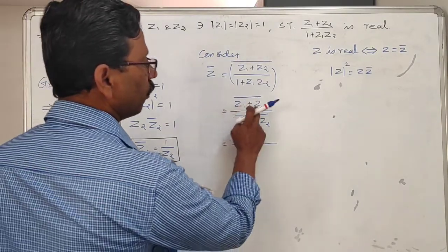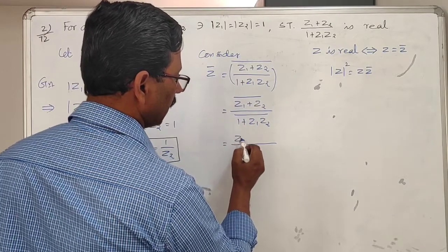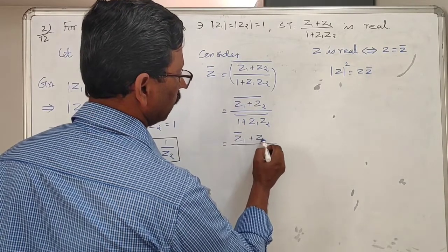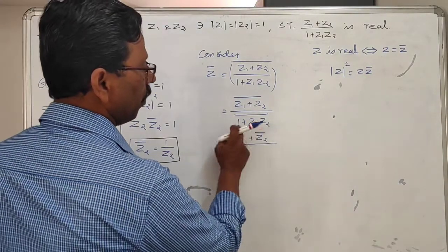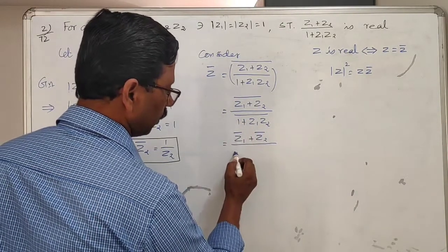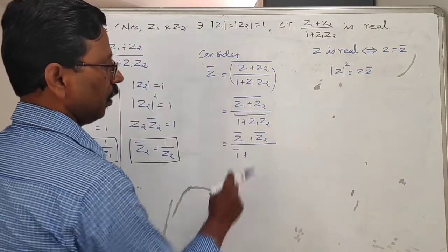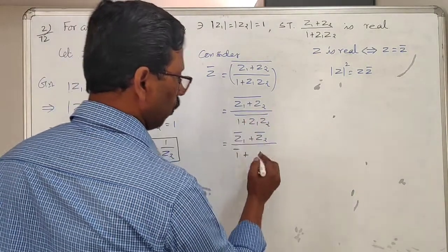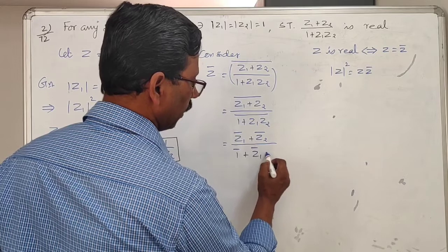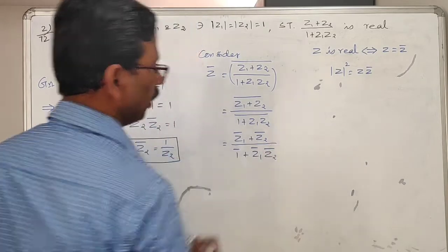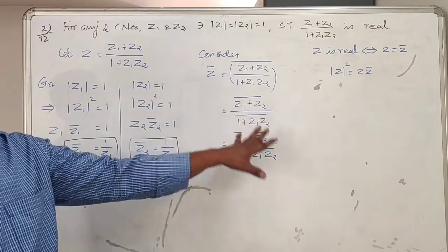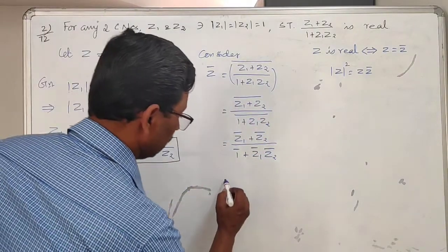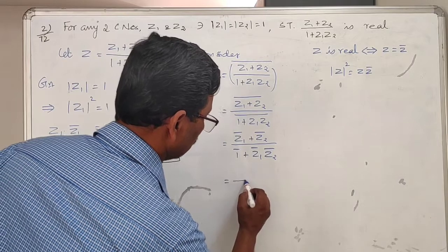See here, this is sum of two complex numbers. This can be written as Z1 bar plus Z2 bar. Now this is also sum of two complex numbers. So 1 plus Z1 into Z2 whole bar can be written as 1 bar plus Z1 bar into Z2 bar. Now you have taken conjugate for each and every complex number separately. Then after that, just you replace the values of these things.